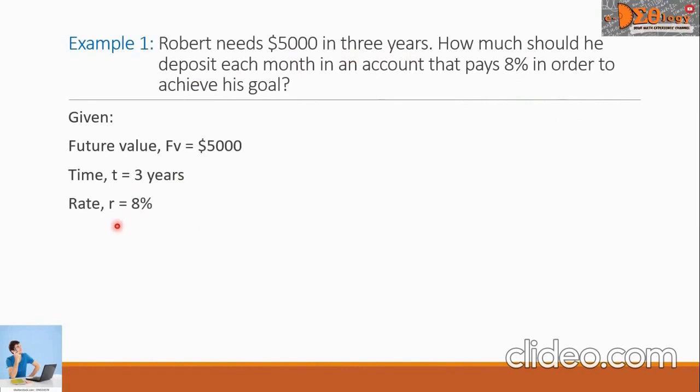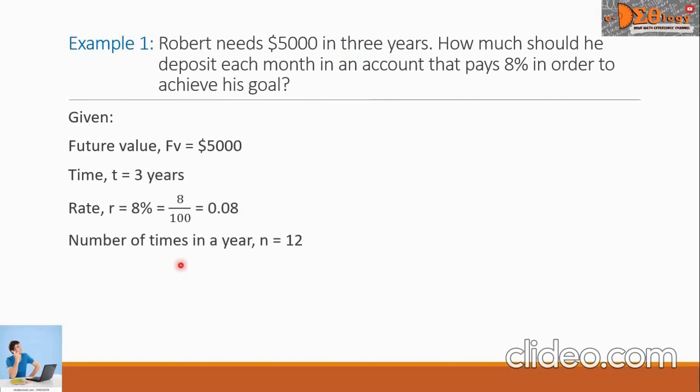We will change this 8% into decimal. First, let us divide this 8 by 100. Of course, we drop the percent sign, and the quotient we will get is 0.08. And the number of times in a year that Robert should deposit is 12. In here it's written each month. So 12 times in a year that Robert will do deposit.